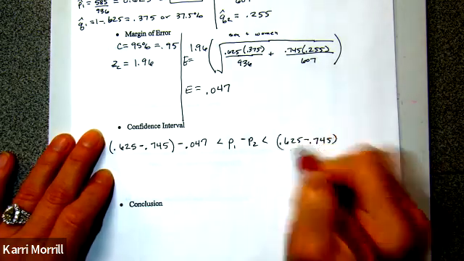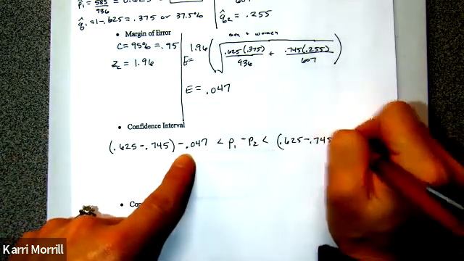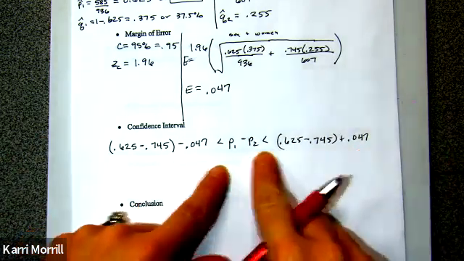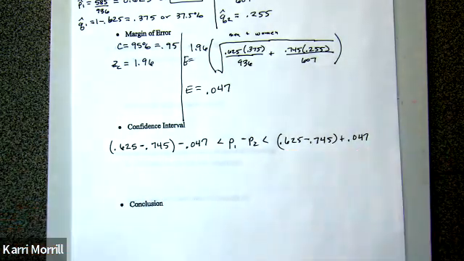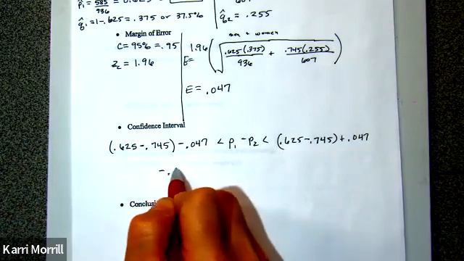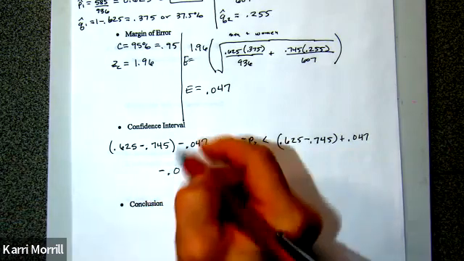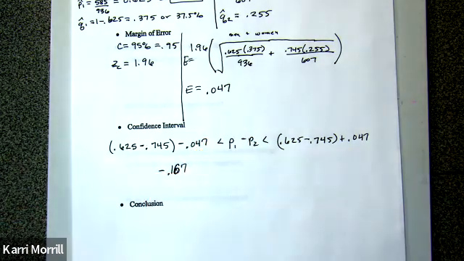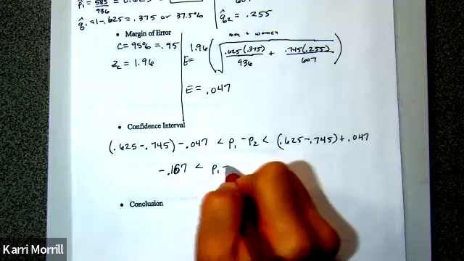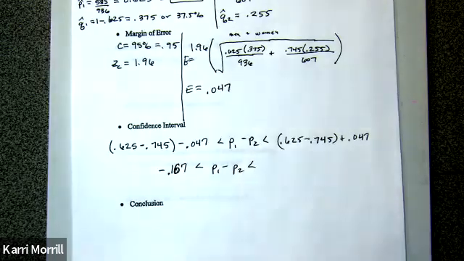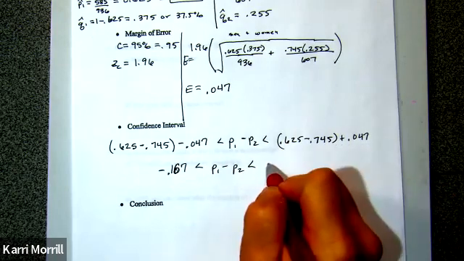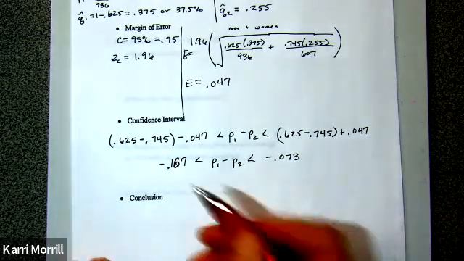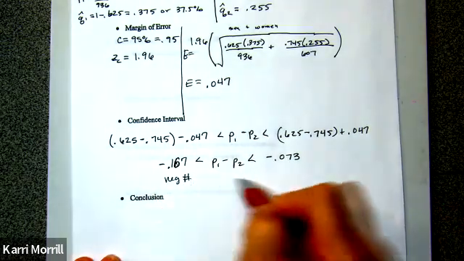So what's happening in the first steps of both of these are exactly the same. The only difference is we're adding the margin of error in that. And that's what gives us our confidence interval. So you're going to get a negative 0.167, which is less than the difference of our P's. And then when we do that one, you're going to get a negative 0.073. So what we notice here is they're both negative numbers.